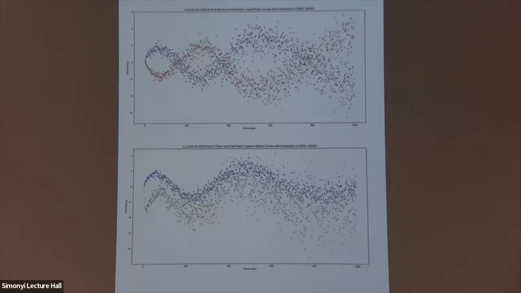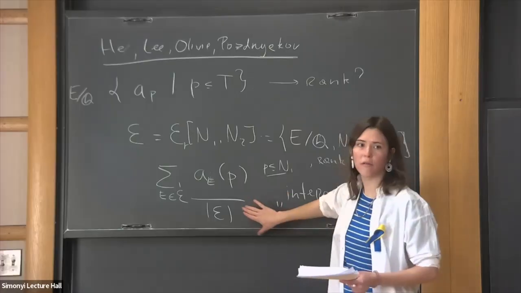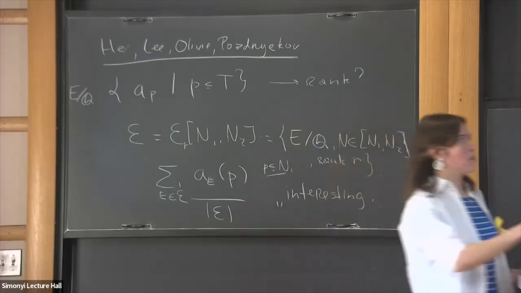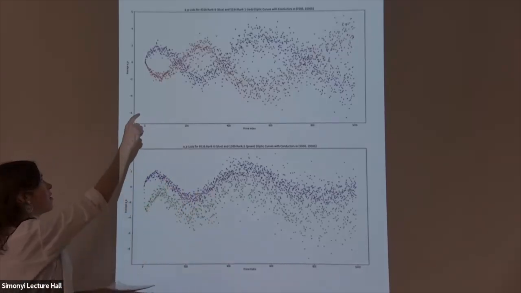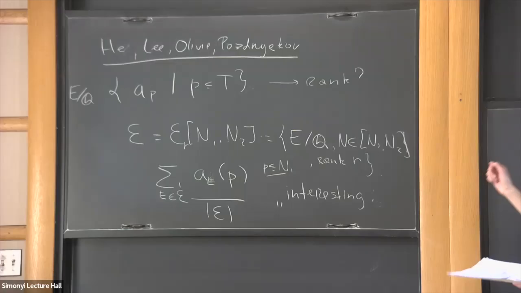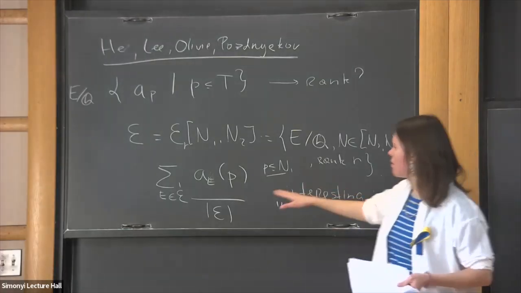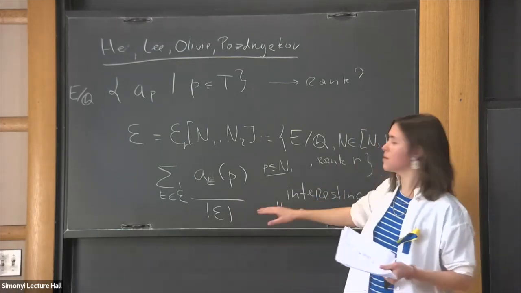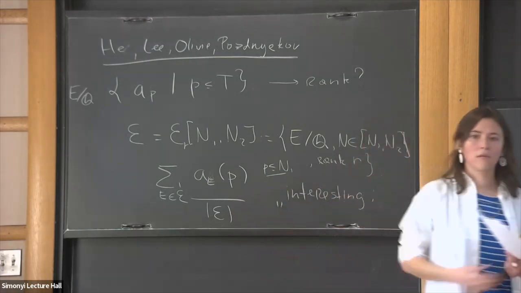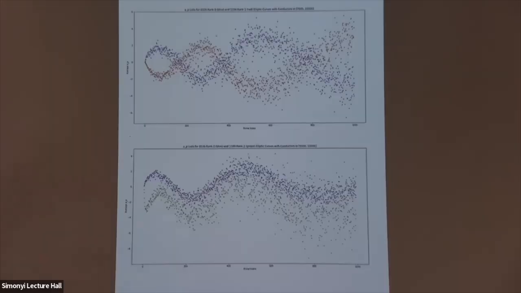Okay. So I can ask? Yeah. The dots here, are these just individual elliptic curves? So each dot corresponds to the value of this average. So the x-axis here is the value of p, and a blue dot corresponds to the value of the average for an even rank, and a red dot corresponds to an odd rank. Any more questions? Okay, great.